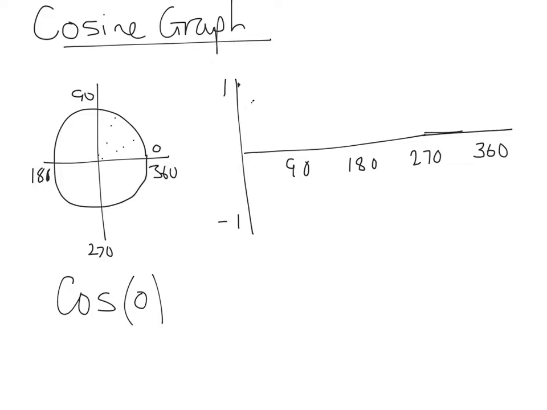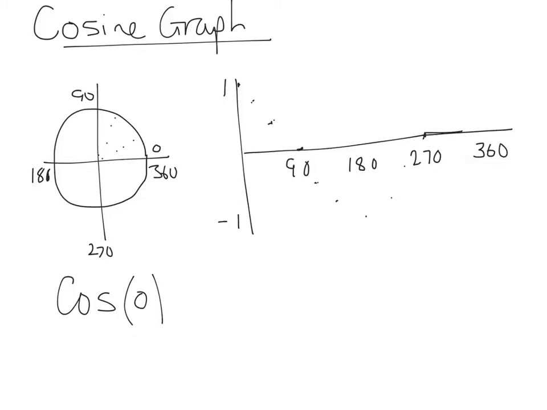When we take the cos of 60, we get half, and the cos of 90 is 0. And we continue on. So for 120, we get minus a half. For 150, we get minus 0.866. For 180, we get minus 1. For 210, it's minus 0.866 again. For 240, we get minus a half. And for 270, we have 0.